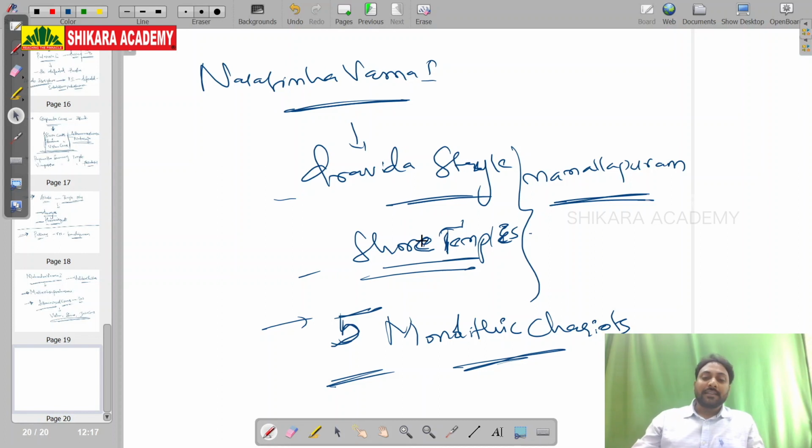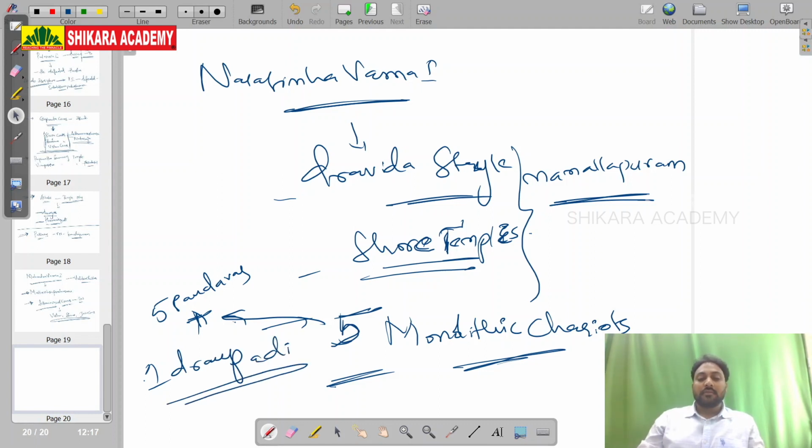The 5 monolithic chariots are dedicated to the Pancha Pandavas and Draupadi. Understanding everyone?